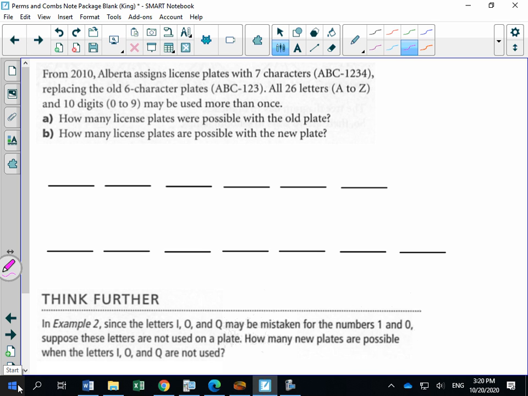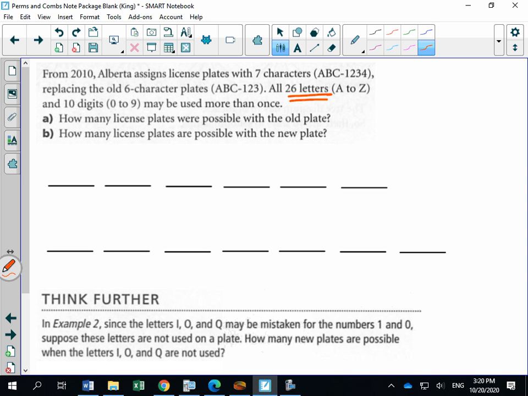Okay, so here's where things are going to get a little bit more complex. From 2010, Alberta assigned license plates with 7 characters. Right now, any of you that get a new vehicle are going to get a license plate that has 3 letters followed by 4 numbers. Prior to 2010, the license plate had 6 characters, so it had 3 letters and 3 numbers.